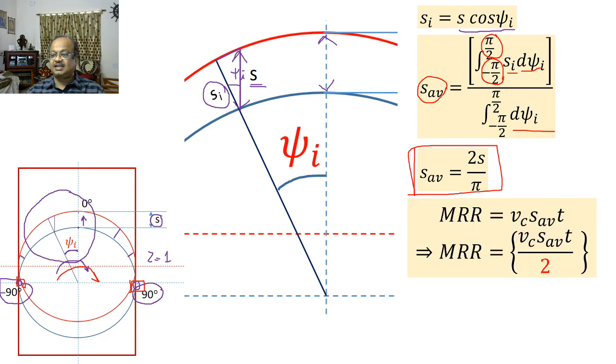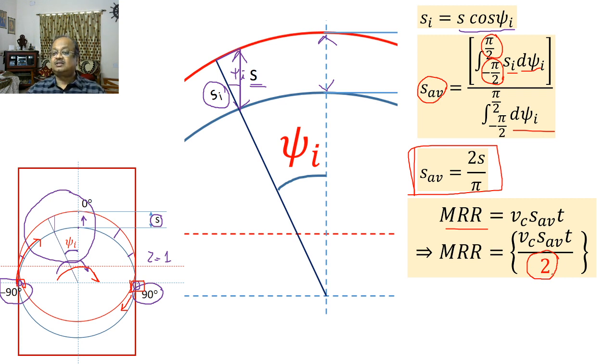Now let us put that in MRR. MRR is VC, S average, into T. Now all of a sudden I have divided it by 2. Is there any idea why I have divided it by 2? In this situation, an insert which is cutting from this position to this position is cutting only for 180 degree. Once it comes out here, it is not cutting, it is going through thin air. So half of the time it is cutting, half of the time it is not cutting. So I am dividing the actual MRR by 2.